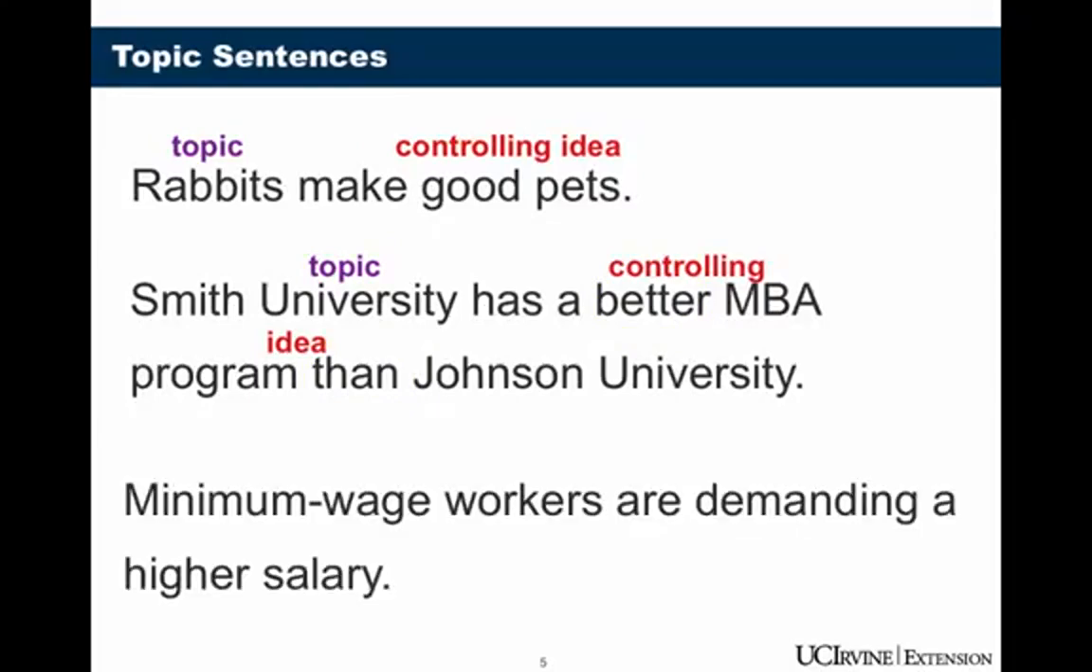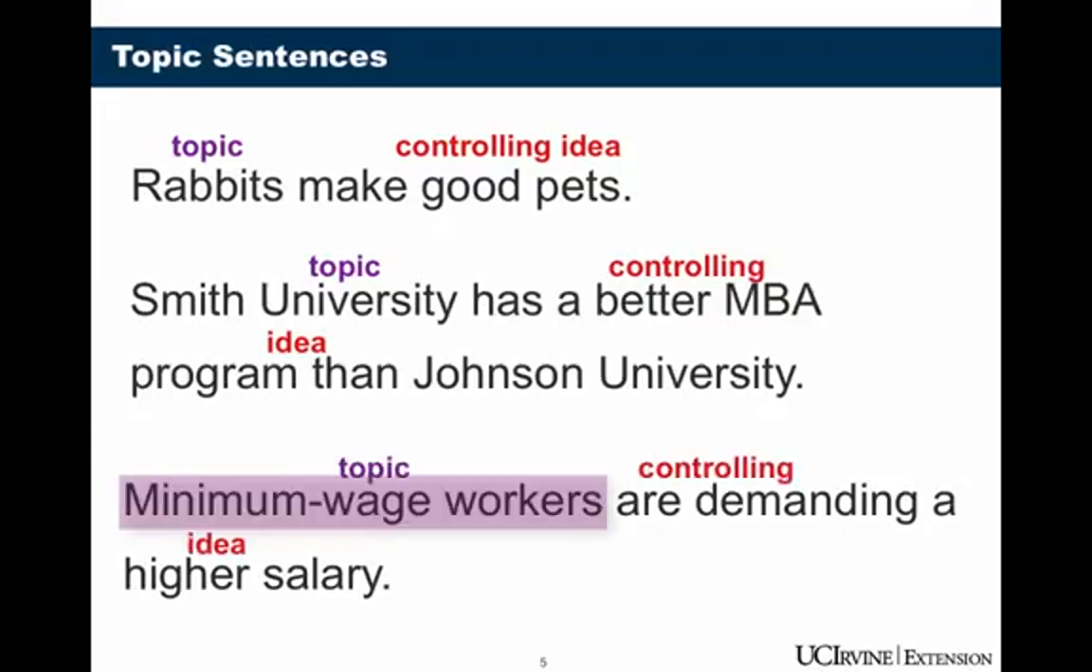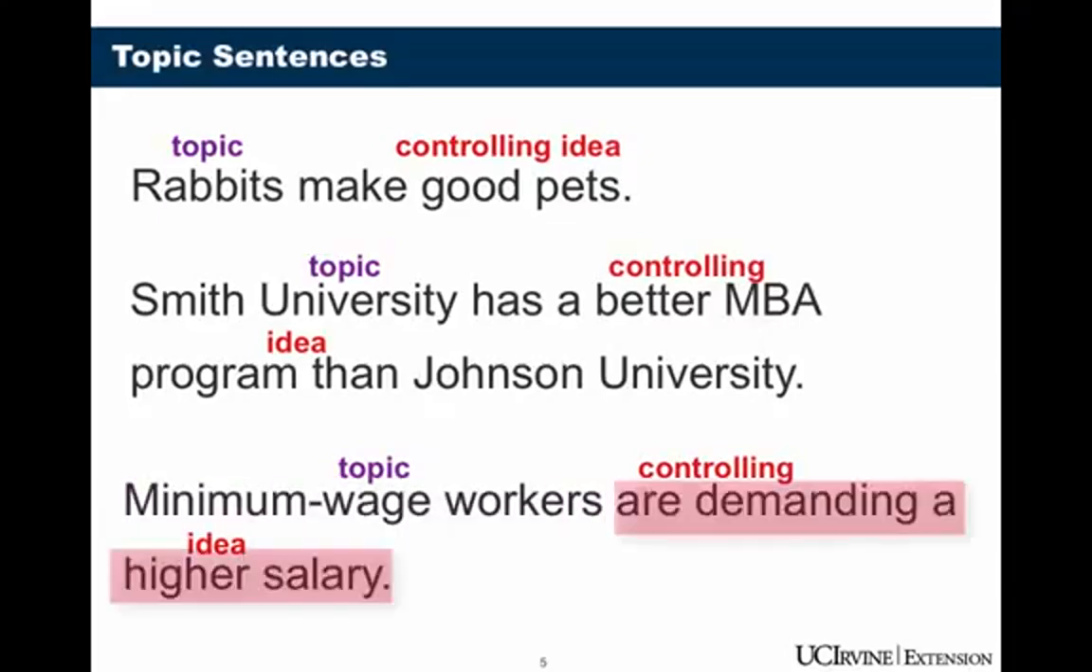What about the next sentence? The topic is minimum wage workers, and the controlling idea is that they are demanding a higher salary. We can guess that this paragraph will probably tell us the reasons or causes for demanding a new salary. So this will probably be a cause paragraph.